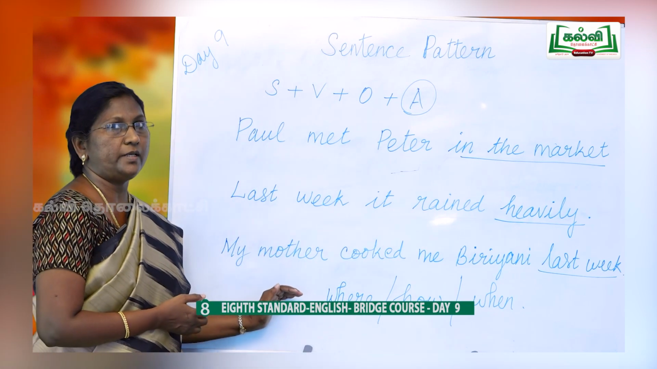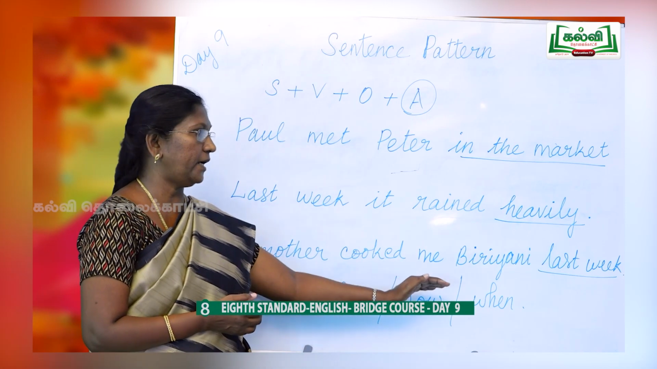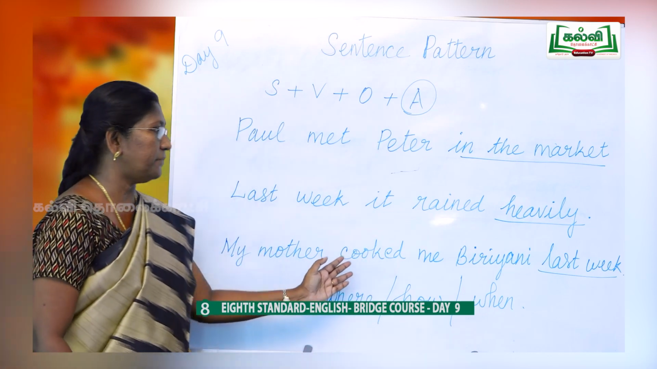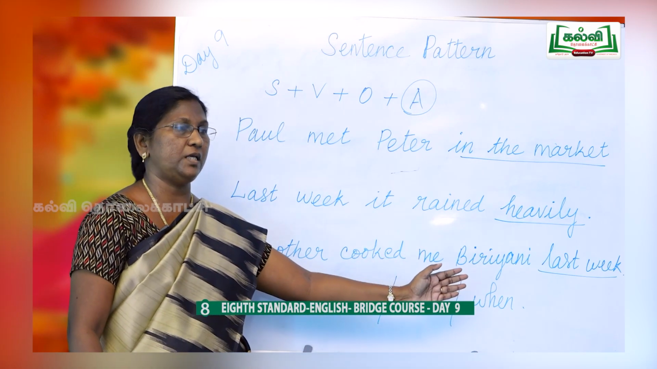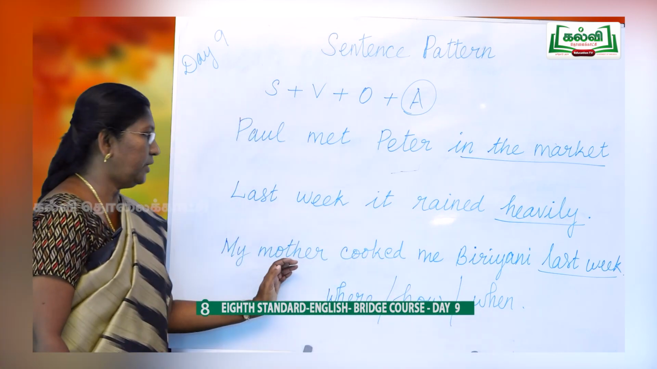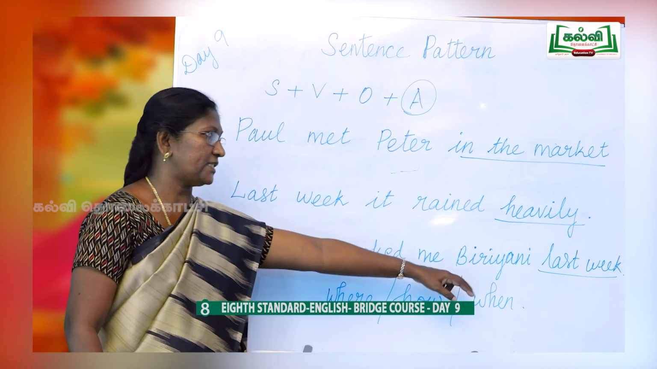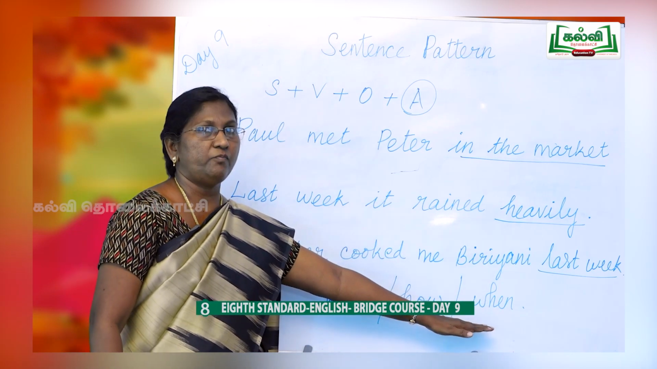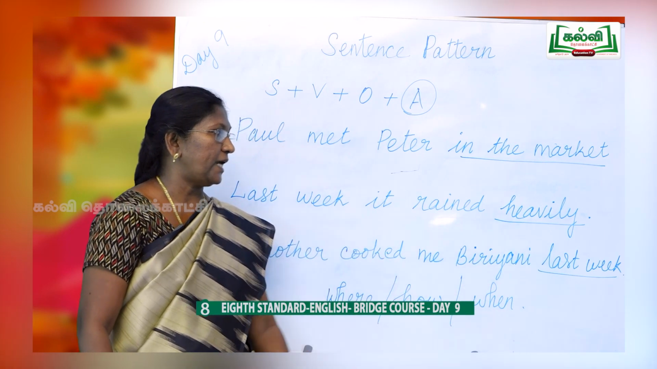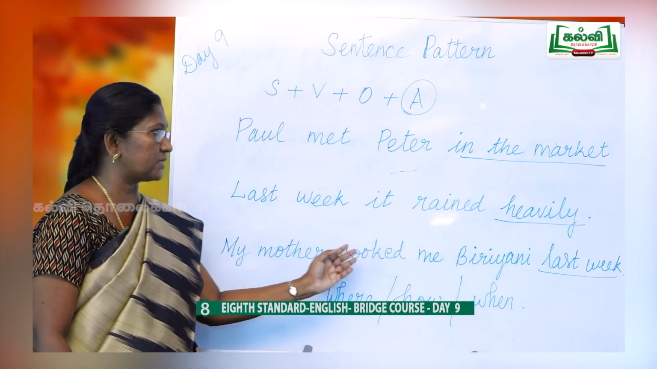Okay, we shall pass on to the next sentence. Here, my mother cooked me biryani last week. So here the time is given. So when did your mother cook biryani for you? The answer will be last week. So when you ask using when, the answer will be last week. So that is the A, adjunct, here in our sentence.